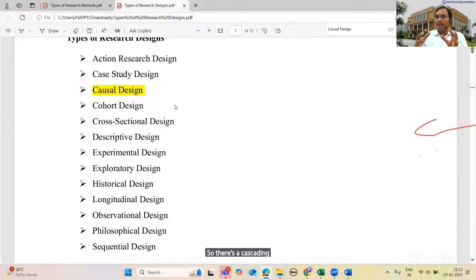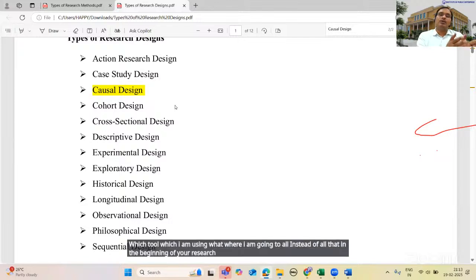So instead of deciding in the midst of the research which tool I am using and where I am going, in the beginning of your research itself you need to give a concrete research design, and do multiple research designs. Now AI is there.